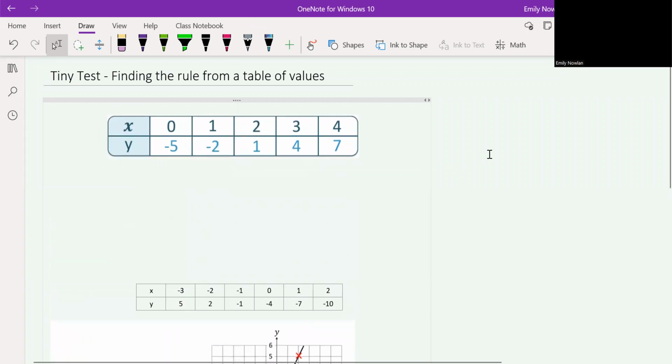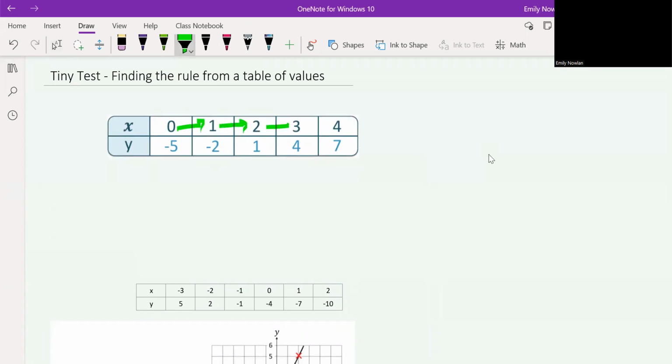First question. Okay, as long as we are going up in 1 across the top, so 0 to 1, 1 to 2, 2 to 3, 3 to 4, that's good. We can look at the bottom and see how the y is changing. So for every time the x is changing by 1, what's happening here? It's often easier to work this out with the positive numbers rather than the negative ones.